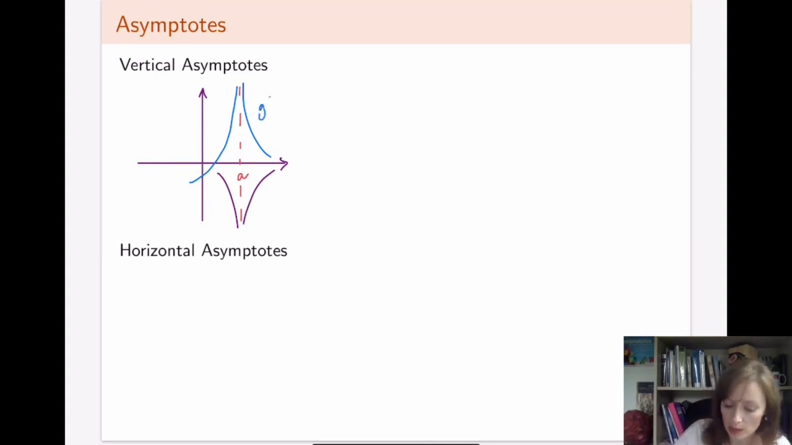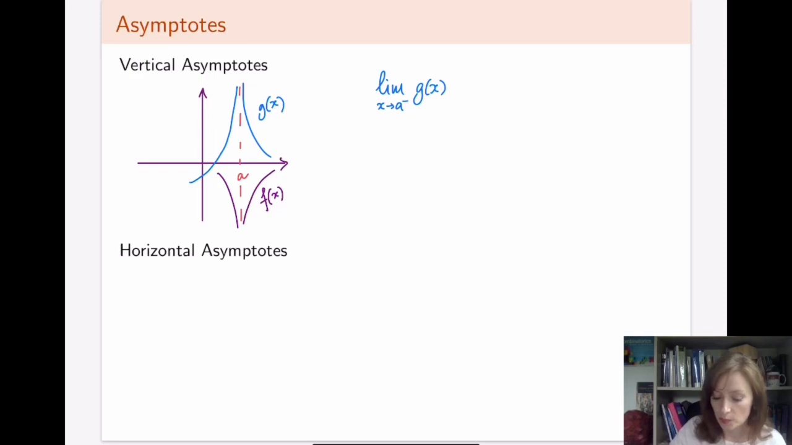Let's say my blue one is g of x and this one is f of x. So something like this will be an asymptote. How can we describe this using limit notation? For the blue graph, I would say that the limit of g of x as x approaches a from the left, so I'm looking at a from the left along the blue graph, this part right here, is approaching positive infinity.